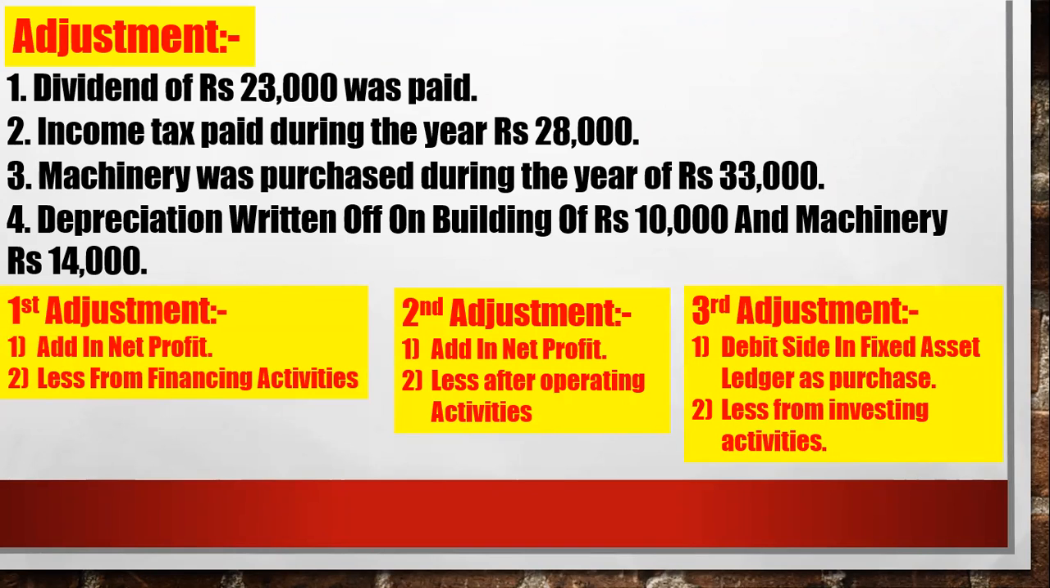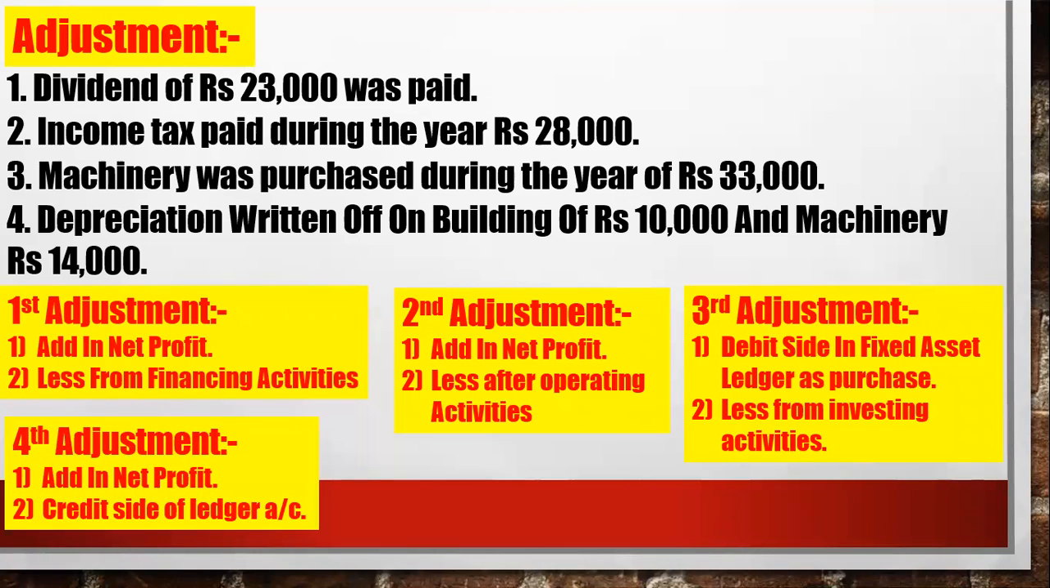Third, the machinery was purchased during the year of rupees 33,000. So this is the adjustment. We have to make a ledger of this. So debit side in the fixed asset ledger as a purchase, and less from investing activities. And the fourth one is depreciation write-off on building 10,000 and machinery 14,000.